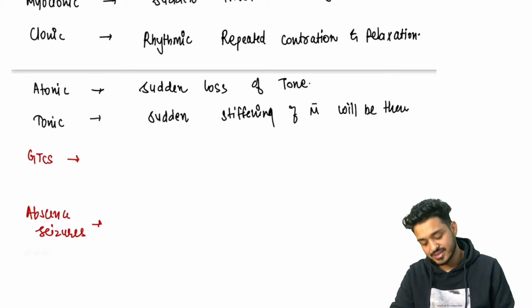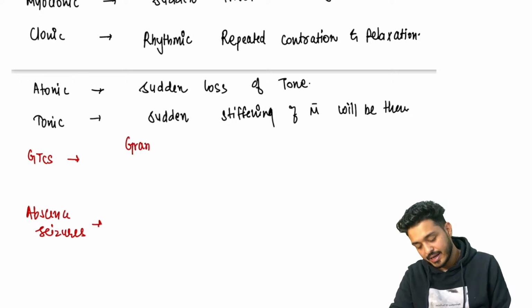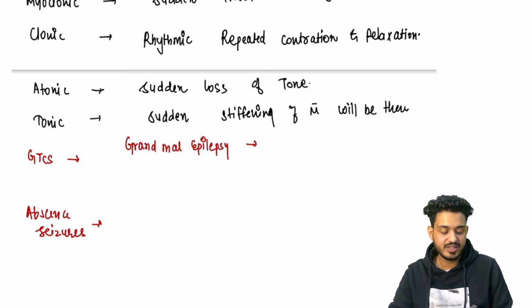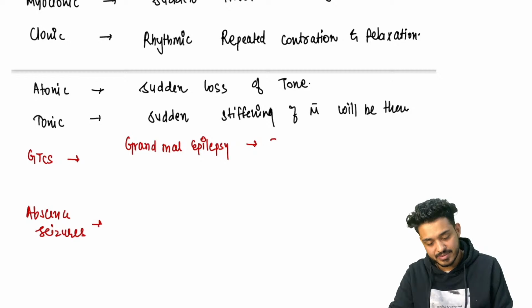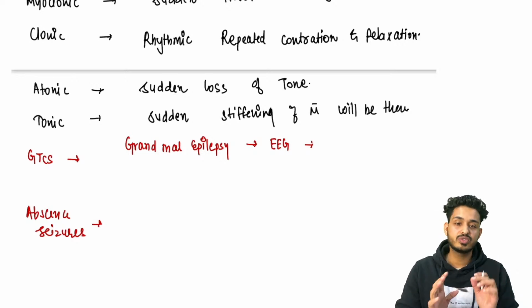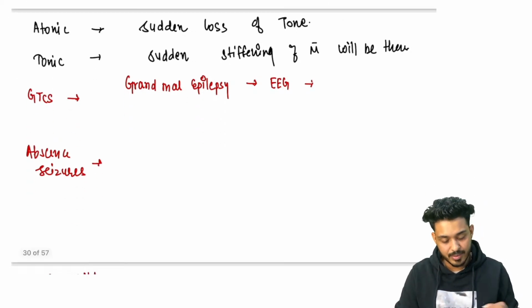GTCS is also known as grand mal epilepsy. देखो इसकी EEG फाइंडिंग पूछते हैं. ग्रैंड माल एपिलेप्सी की EEG फाइंडिंग में क्या मिलेगा? सम EEG फाइंडिंग यू हैव टू रिमेंबर. कुछ ही है, ज़्यादा याद नहीं रखनी, कुछ याद रखनी है. What are the important ones? I am going to make you write.